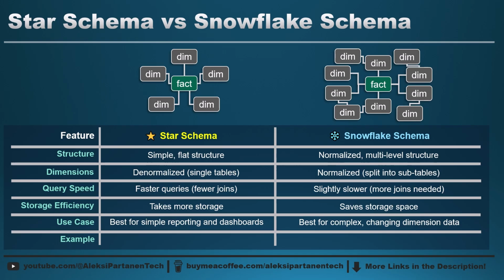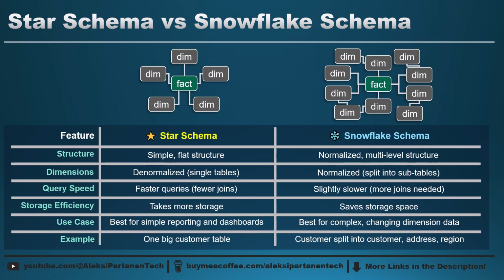Snowflake schema is then better for more complex cases where you have, for example, changing dimension data. And to one more time highlight the differences between these two, you can think that in star schema we just have one big customer dimension table that tells all the information about customers. In a Snowflake schema, we can split that customer dimension into multiple tables, and one could store basic information about the customer, then one address information, and one region information, etc.